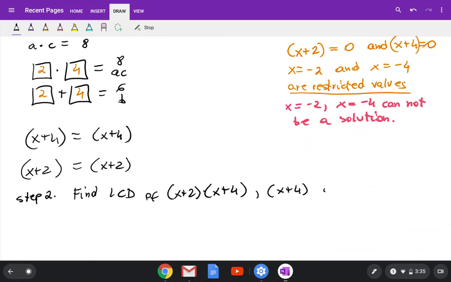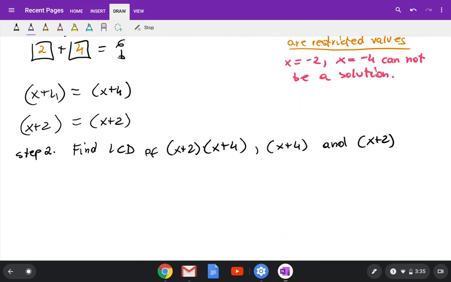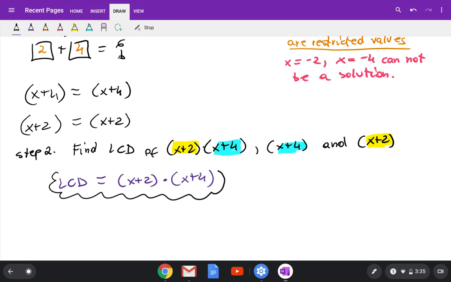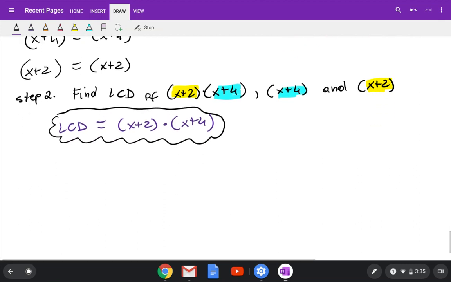Okay, so we need to find the LCD. So LCD will be, we take the first factor, which repeats, which is x plus 2. So we have x plus 2 times x plus 4, the second factor, and that's it. We don't have more factors. And we're just going to leave that LCD, least common denominator, in factored form, okay? So don't distribute that. Just keep it that way. Okay, so that's step 2.